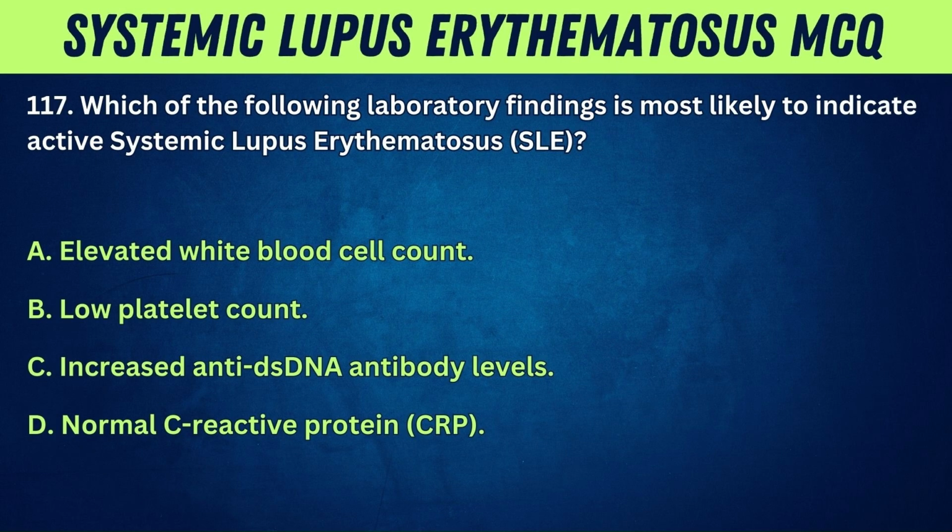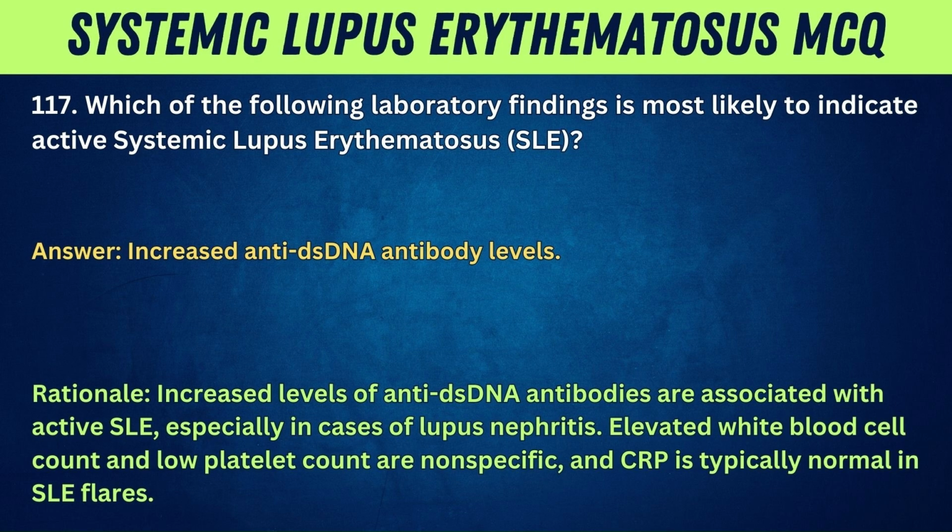117. Which of the following laboratory findings is most likely to indicate active systemic lupus erythematosus, SLE? A. Elevated white blood cell count. B. Low platelet count. C. Increased anti-dsDNA antibody levels. D. Normal C-reactive protein, CRP. Answer: increased anti-dsDNA antibody levels. Rationale: increased levels of anti-dsDNA antibodies are associated with active SLE, especially in cases of lupus nephritis. Elevated white blood cell count and low platelet count are nonspecific, and CRP is typically normal in SLE flares.